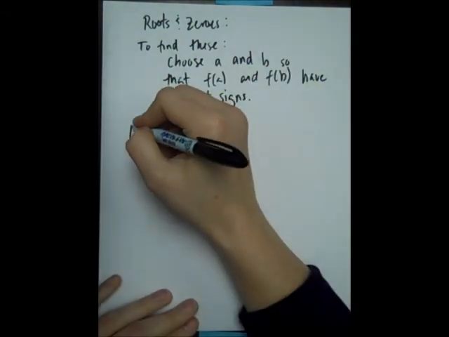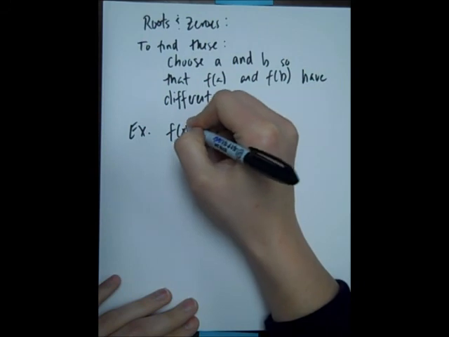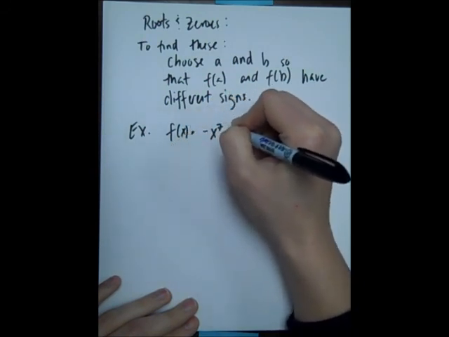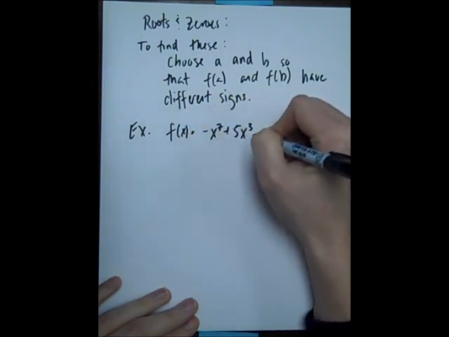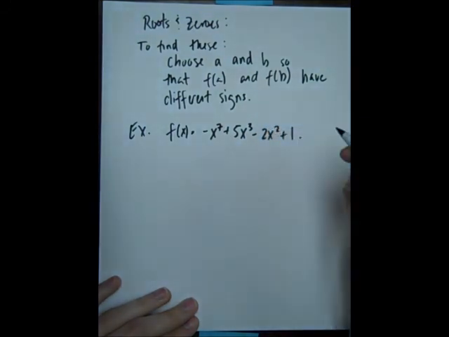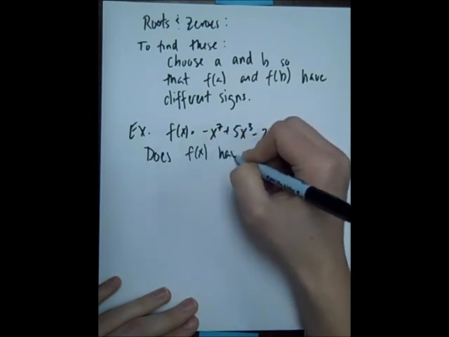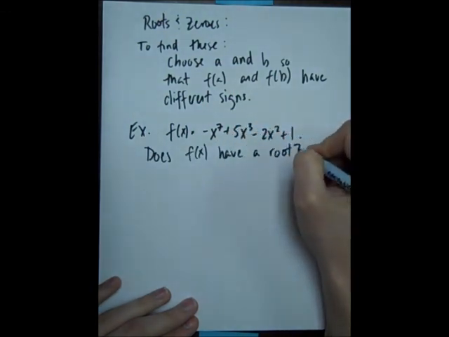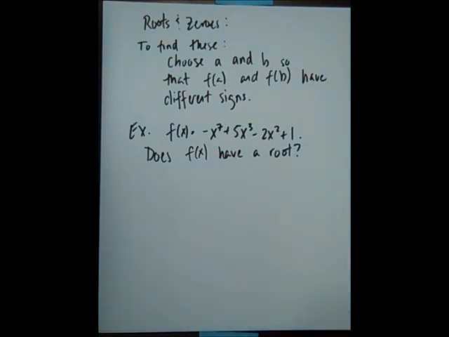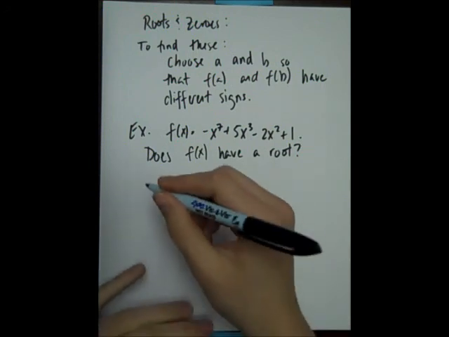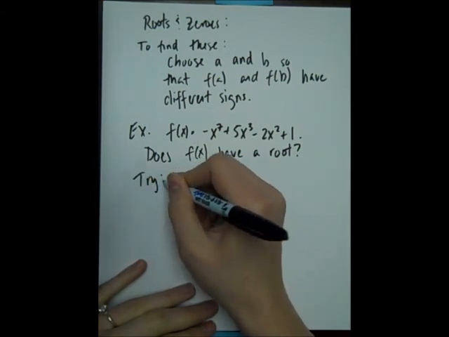So let's do an example of this. Let f of x be negative x to the 7th plus 5x cubed minus 2x squared plus 1. Does f of x have a root? Of course you could look at the graph, but let's say I want to use the intermediate value theorem. Let's think about this for a second. How about plugging in 2 and negative 2? Let's just see what happens. So let's try some values.